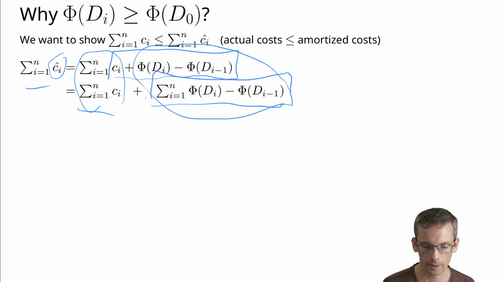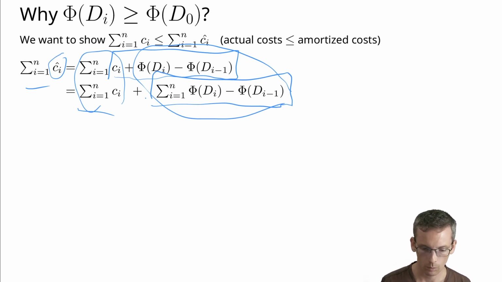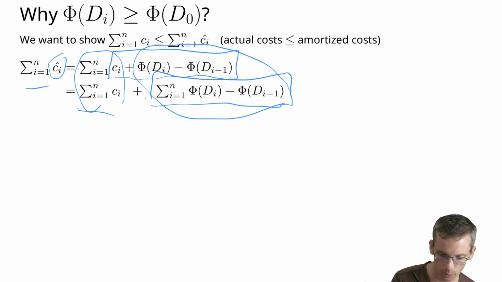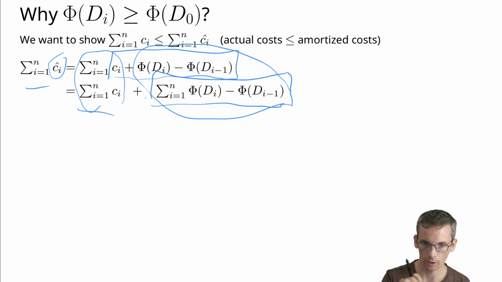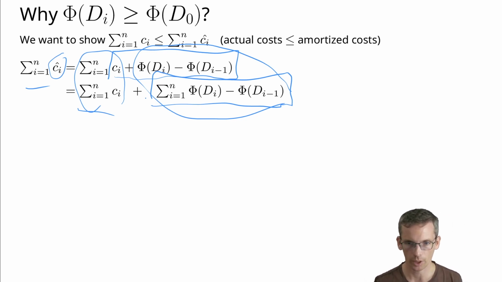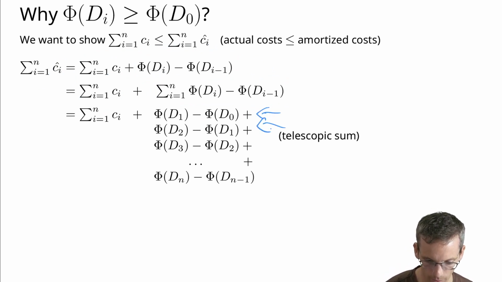But what we can see is that this is a so-called telescopic sum. What does that mean? If you look at the various terms in the sum, if I do i is 1, then I have potential D1 minus potential D0. Then I have potential D2 minus potential D1 and so on. Let me just show it here, then it's easier to see. So this is the first expression, second summand, and so on.